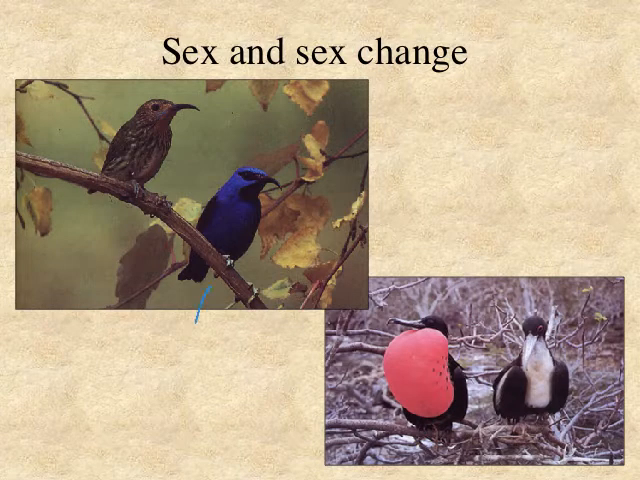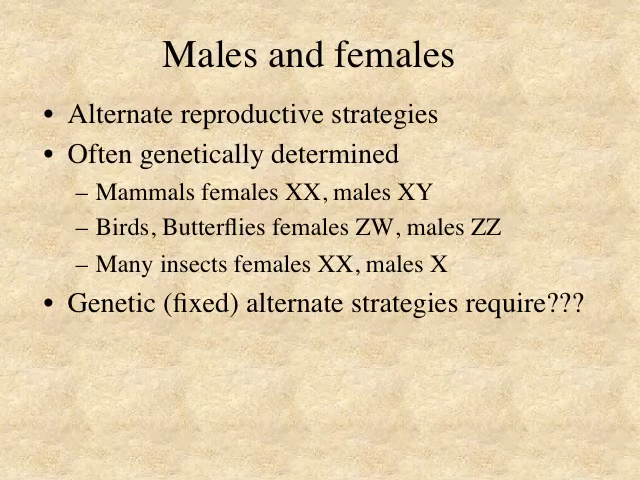So here's a male, here's a female, here's a male, here's a female. They look different, they behave differently, their life history strategies are different, their gametes are different. Those are surely alternative strategies, right? Although we don't typically think of them as alternative strategies, being male or female is an alternate reproductive strategy. And they're often genetically determined.